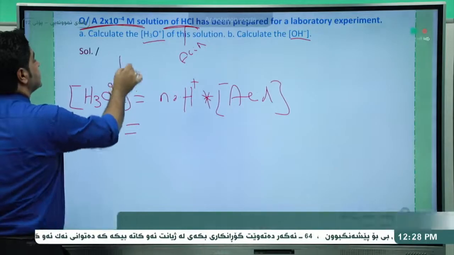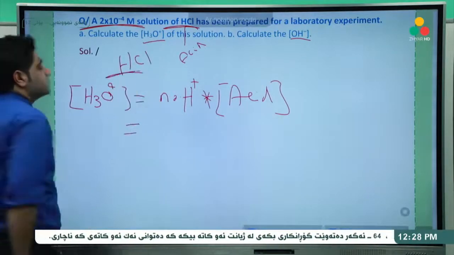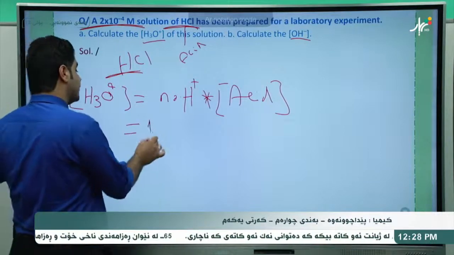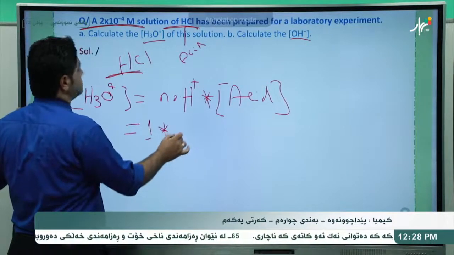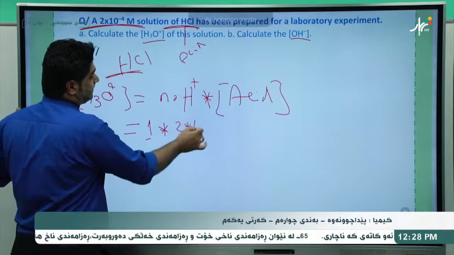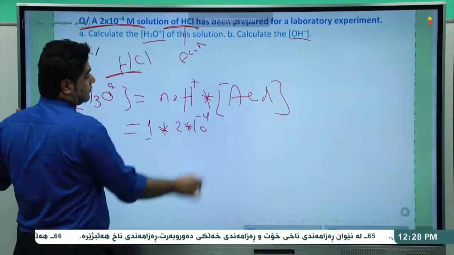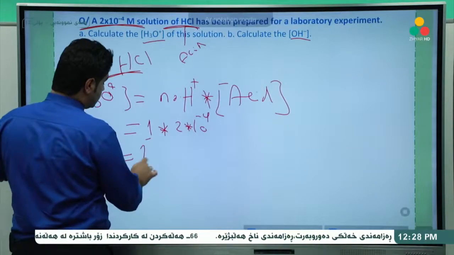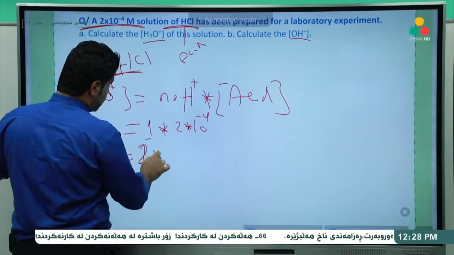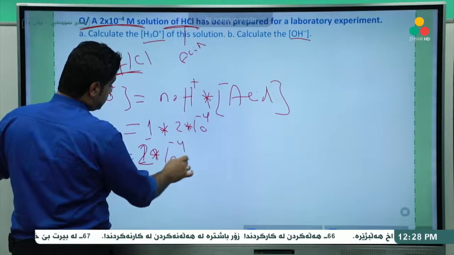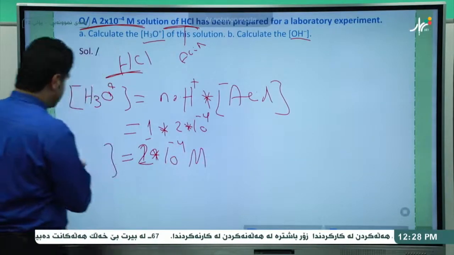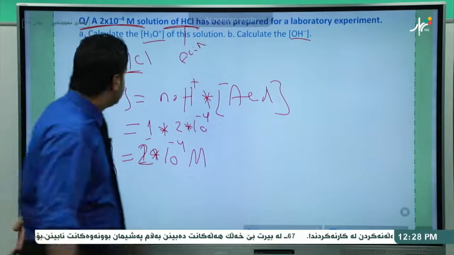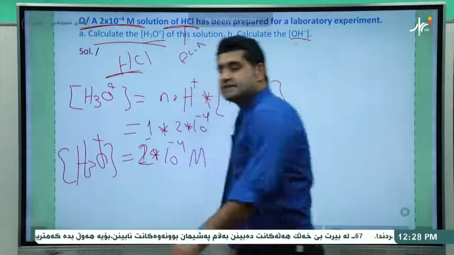Now, for HCl, how many atoms of ionizable hydrogen do we have? There's only one. 1 times 2 times 10 to the negative 4, its concentration. So the answer is hydronium ion is equal to 2 times 10 to the negative 4 molar. It's hydronium ion concentration. Well, we prepared the answer of A.